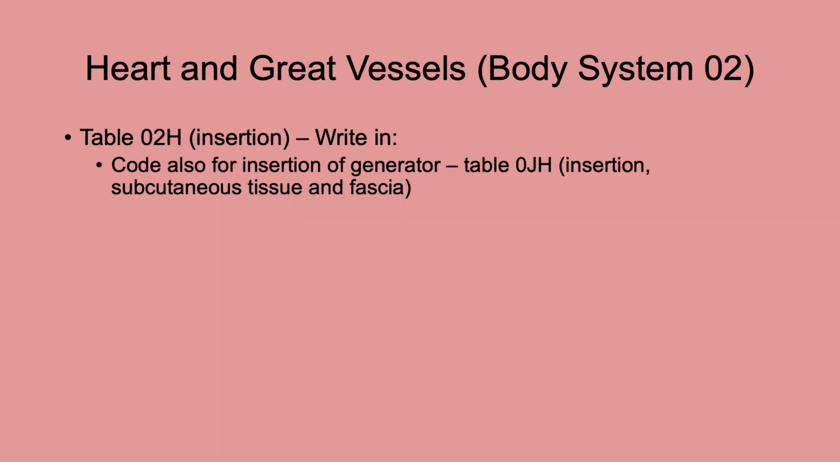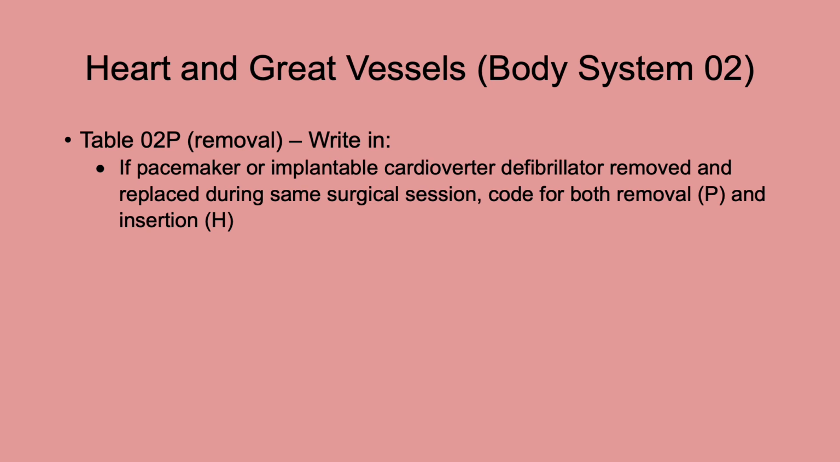Also for heart and great vessels, under table 02H insertion, write in: code also for insertion of generator, 0JH insertion subcutaneous tissue and fascia. Very much like the one we just saw. Okay, the final note for this body system is in the table for removal. So write in at table 02P, removal: if pacemaker or implantable cardioverter defibrillator removed and replaced during the same surgical session, code for both removal under P and insertion under H.